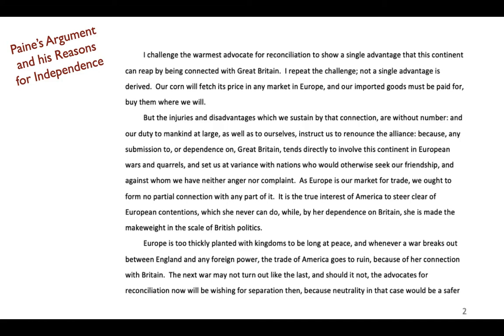As Europe is our market for trade, we ought to form no partial connection with any part of it. It is the true interest of America to steer clear of European contentions, which she could never do, while by her dependence on Britain, she has made the make-weight in the scale of British politics.